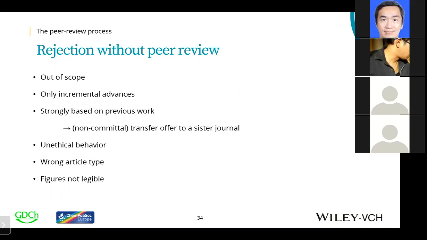And other examples, for example, if figures are not legible, the resolution is not high enough, it's basically very difficult for one to recognize what the figures are about. Then this is very sloppy work and will not be considered.